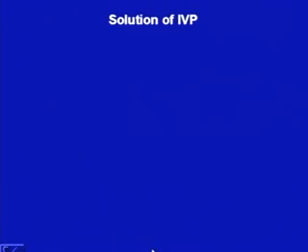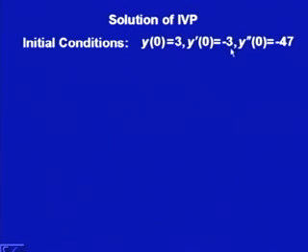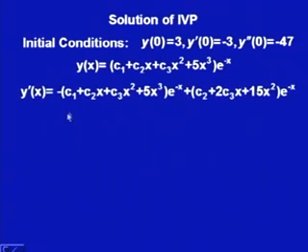So, the solution of the initial value problem. The given initial conditions are that y at 0 is 3, y dash at 0 is minus 3 and y double dash at 0 is minus 47. And our general solution is, again I have written it, C 1 plus C 2 x plus C 3 x square plus 5 x cube times e to the power minus x. Now, we have to put the initial conditions for the first derivative and the second derivative. What are the first derivative and second derivative? They are minus C 1 plus C 2 x plus C 3 x square plus 5 x cube times e to the power minus x.